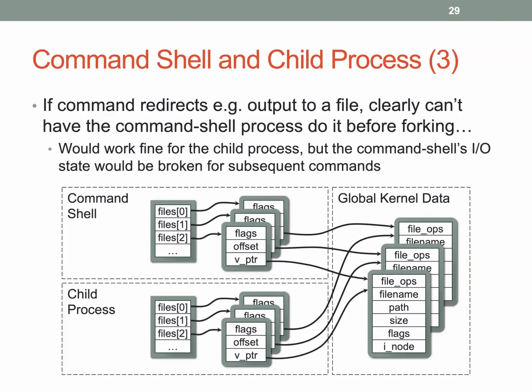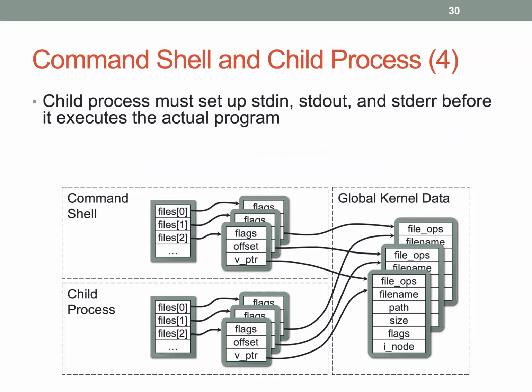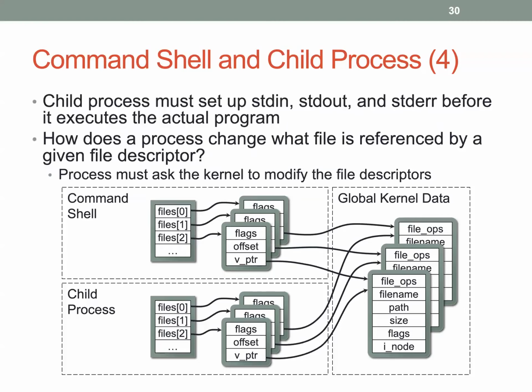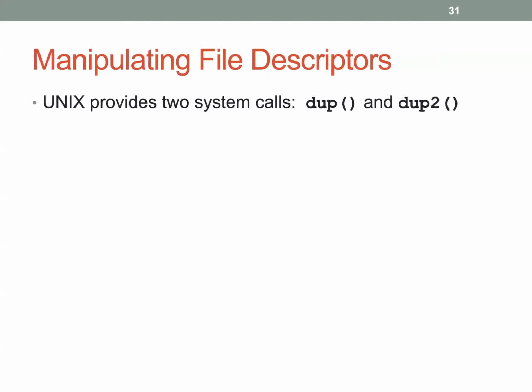Now, if a command redirects, then you don't want the command shell doing it, because then you're messing up everything that comes afterward. And so you want that to happen in the child process, not in the parent. Okay, and hopefully that makes sense. So the parent process just waits for the child to do its thing, and then it prints another prompt. So the child process sets up standard input, standard output, and standard error. So let me show you quickly how this is done.